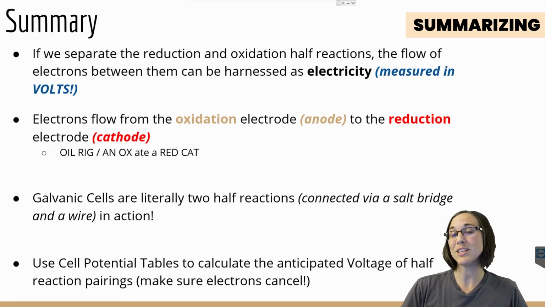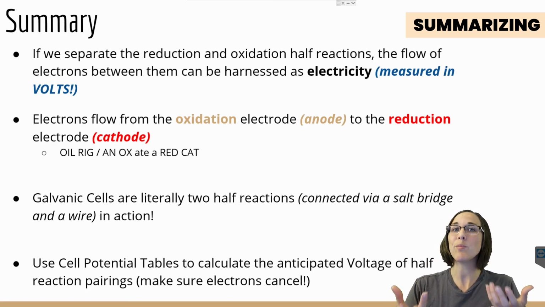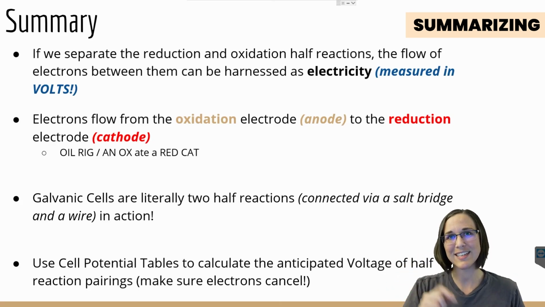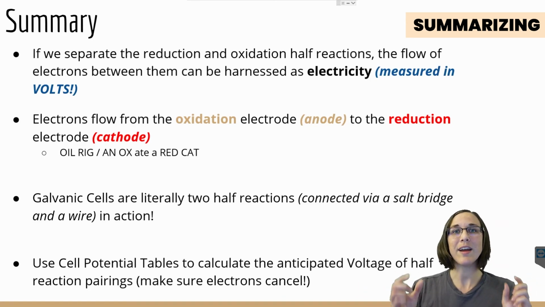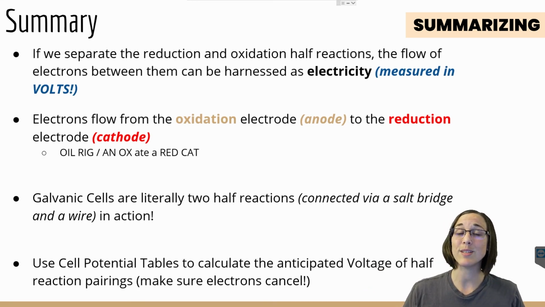Galvanic cells are literally drawn as two half reactions, and we're always going to connect those two beakers or those two containers with a salt bridge, and also, of course, a wire connecting the two electrodes. And lastly, we can use cell potential tables either online or in the back of your textbook to find voltage values assigned to specific half reactions and determine the voltage that could be created from a redox reaction. When you do so, make sure that your electrons do cancel. The reduction half is always going to have those electrons on the reactant side, and the oxidation half is always going to have the electrons on the product side.